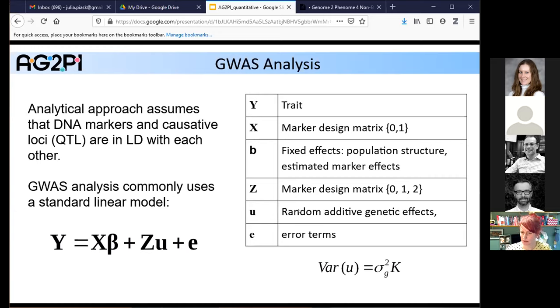And by random, we assume it's just drawn from a population and we're estimating the variance. And we estimate it with this really particular equation where we have the genetic variance times K, and that's a kinship coefficient. And then this ZU, the sum of those, are the genetic effects contributing to the trait.